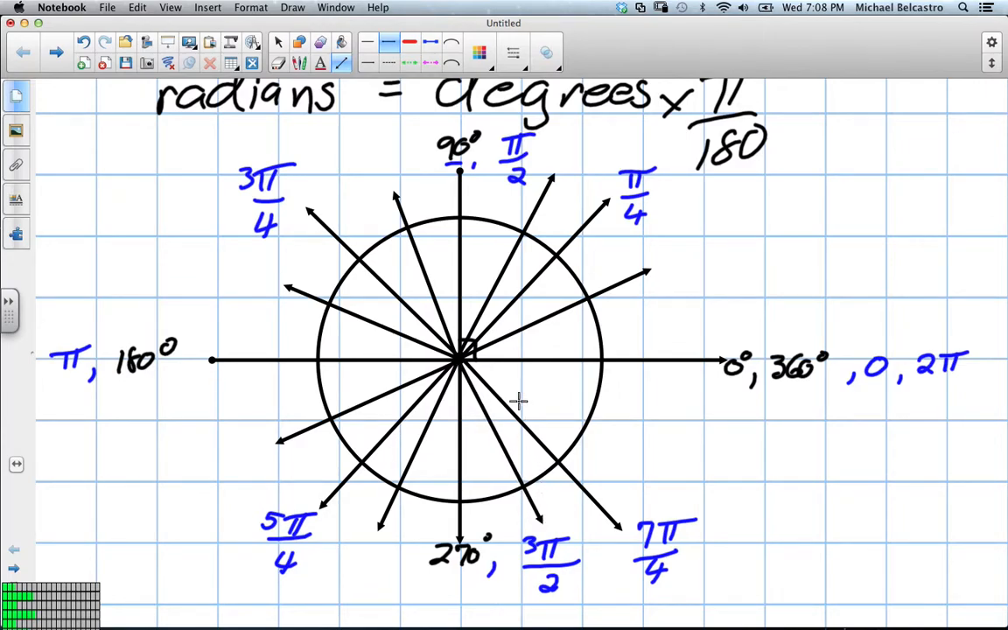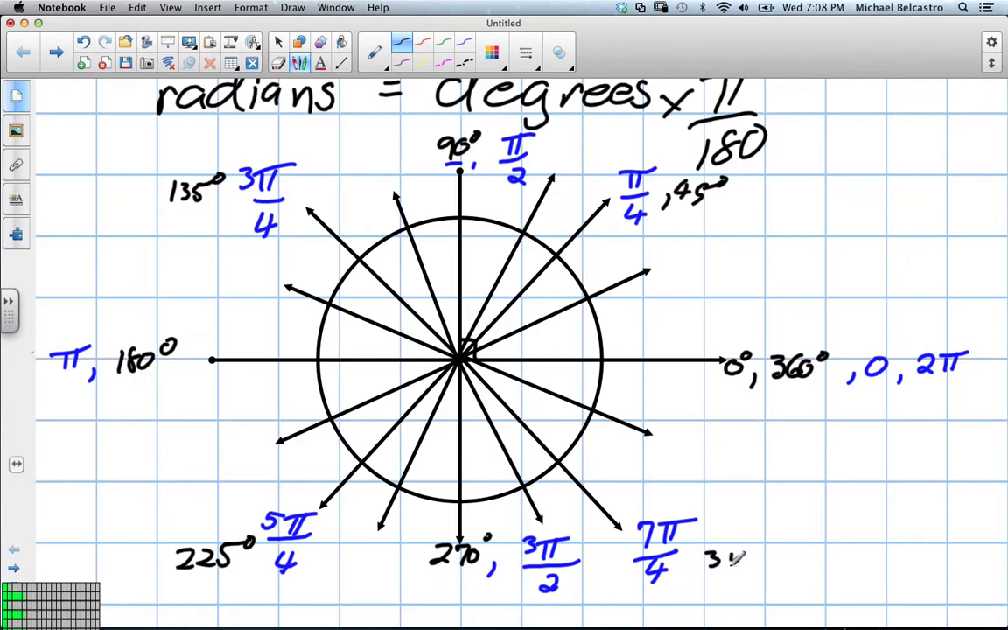These ones are not as intuitive to figure out, okay? But these are the main ones we talk about. And I should have written this in. This is 45 degrees, right? This here is 135 degrees. This here is 45, that is 225 degrees. And this here is 315 degrees. Okay, that's what those 45s are.